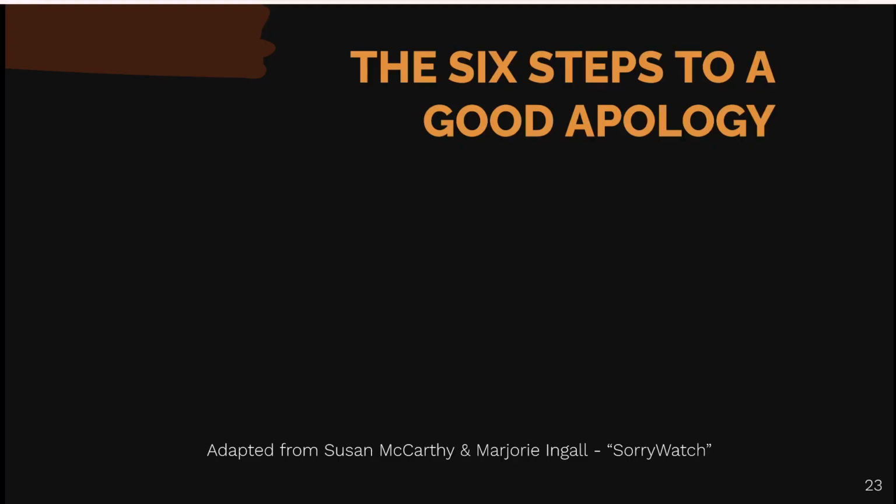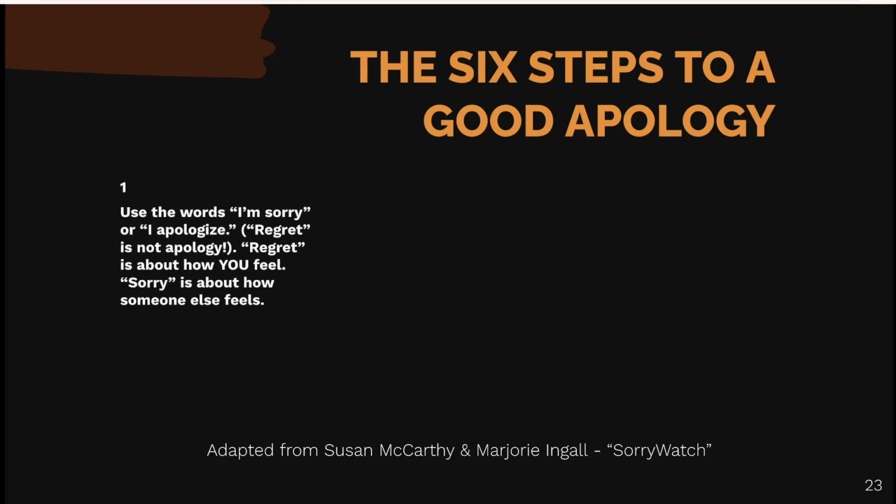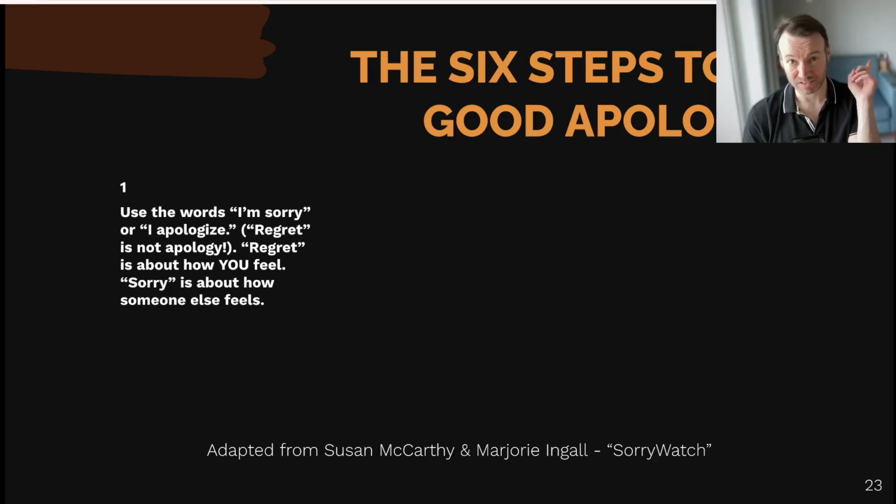So, six steps. How do we make a good apology? Firstly, we've got to use the words "I'm sorry" or "I apologize." Regret, going back to the previous tweet, is not an apology. Regret is about how you feel. You don't want something to have happened, basically. Whereas "sorry," by definition, includes the other person. So we need "I'm sorry," "I apologize." Don't say "I regret."